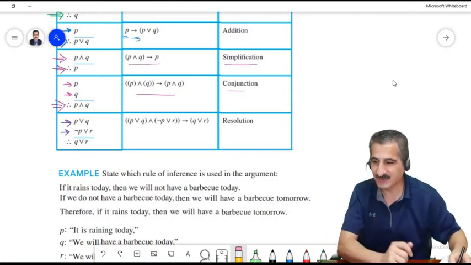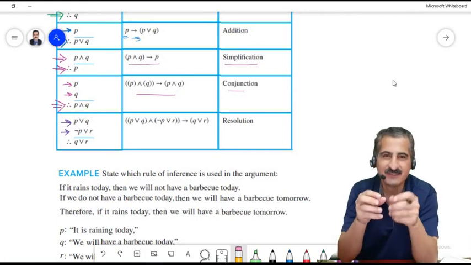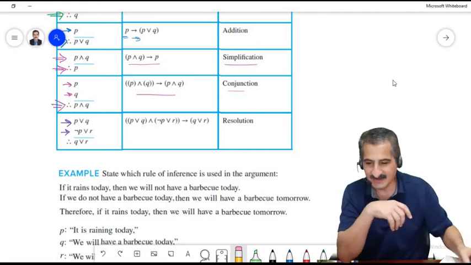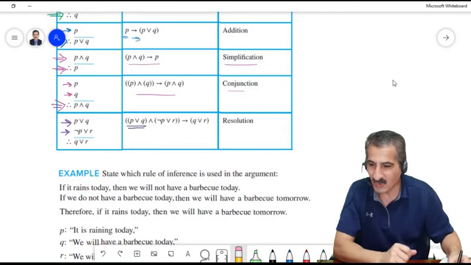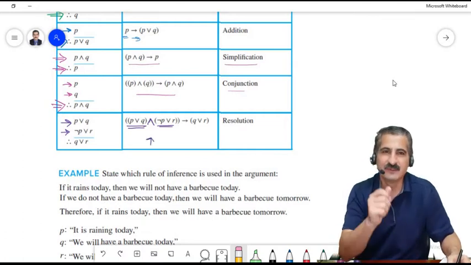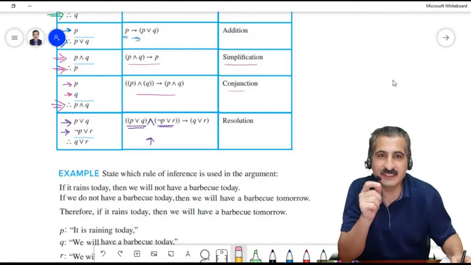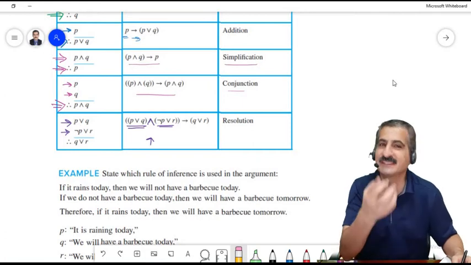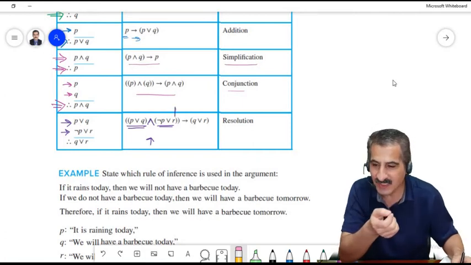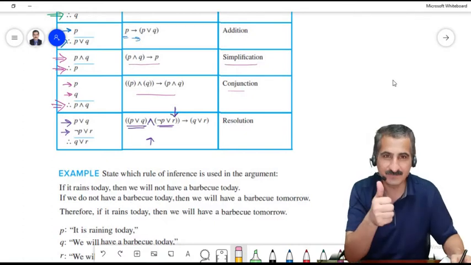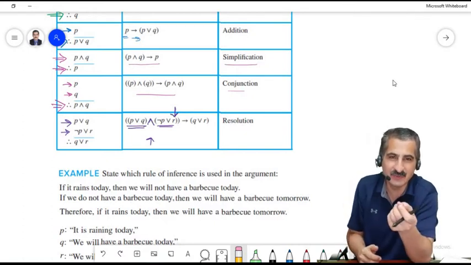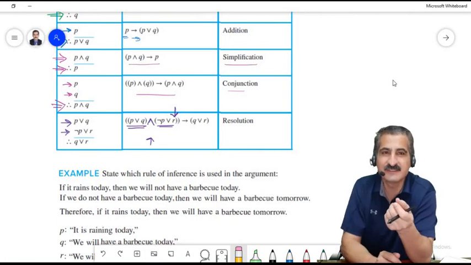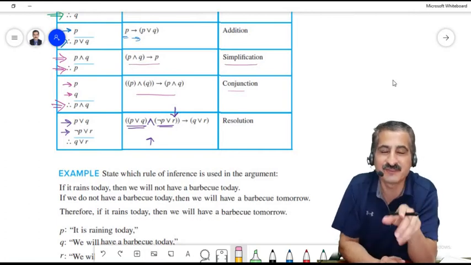Now again, we have two cases. This is P or Q and not P or R. So look at it here. Now, if P is happening, that means not P is not happening. So R must happen. Good? Now we concluded if P is happening, then R must be happening.